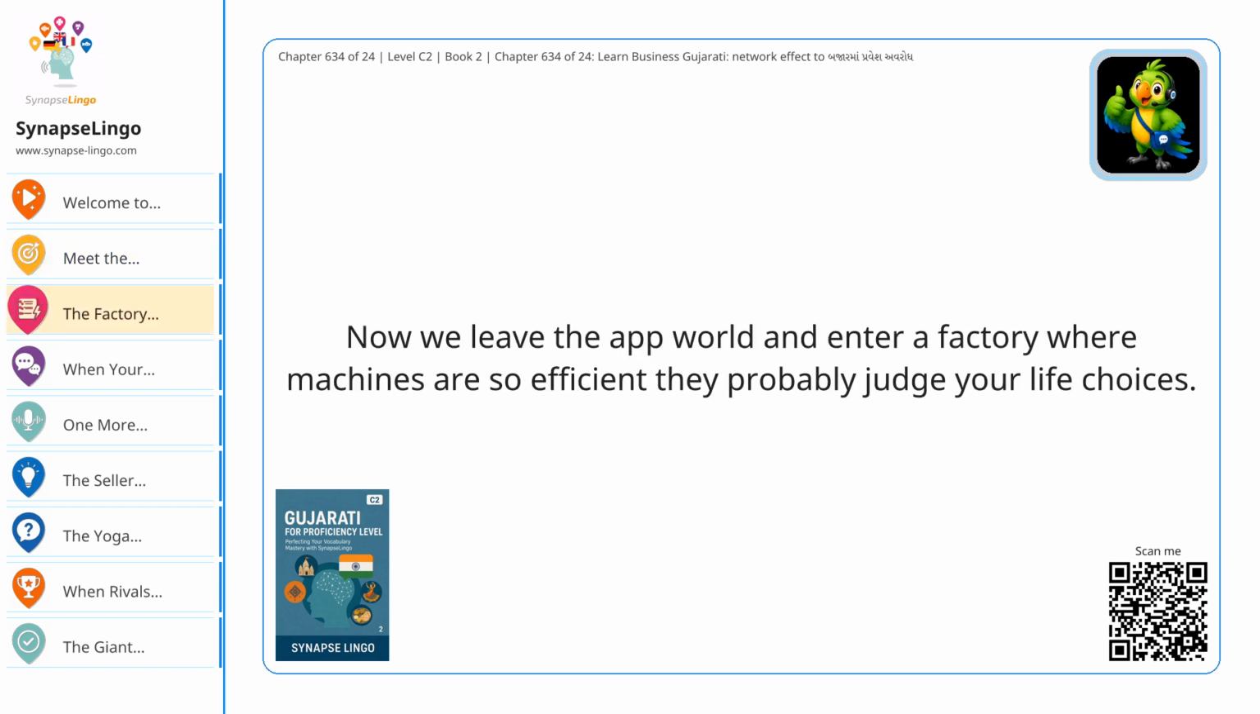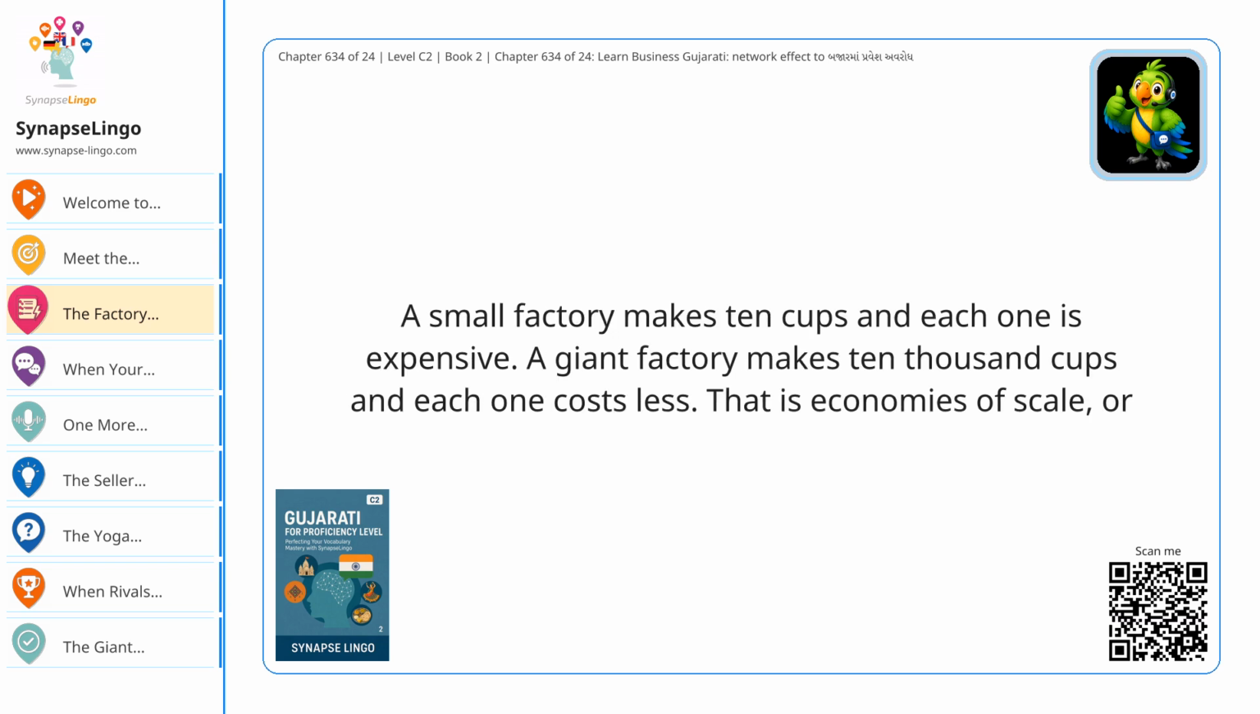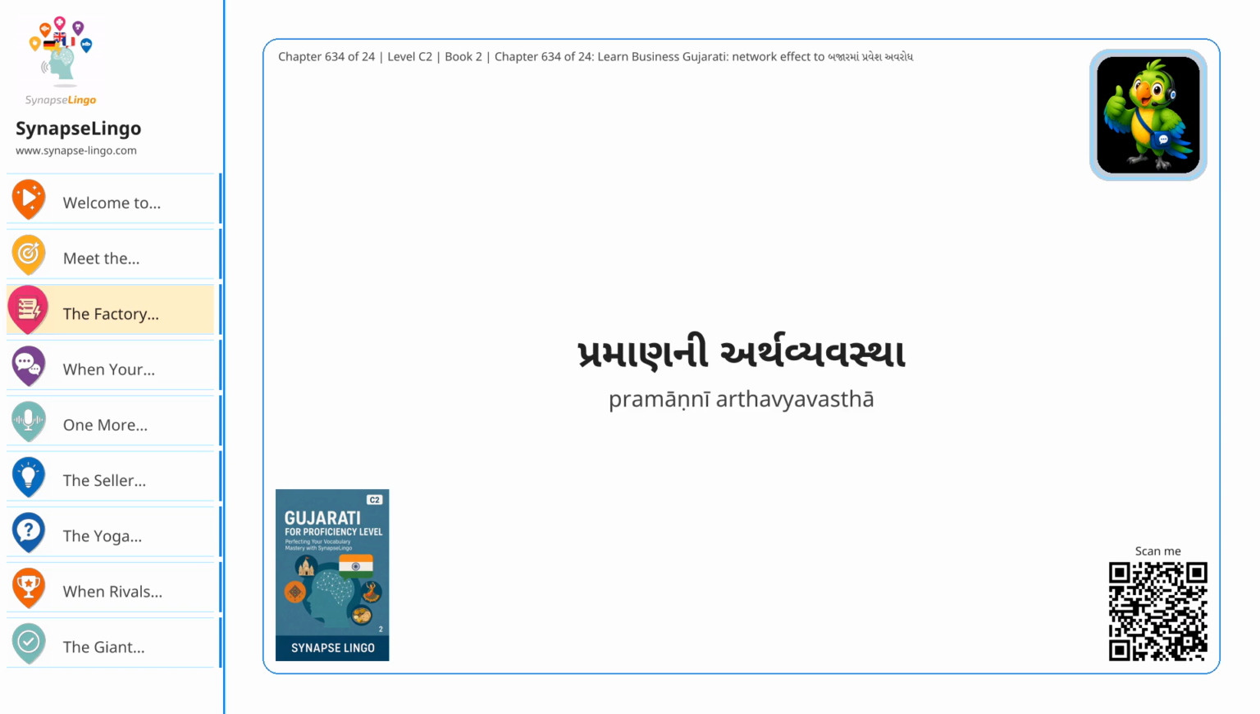Now we leave the app world and enter a factory where machines are so efficient they probably judge your life choices. A small factory makes 10 cups and each one is expensive. A giant factory makes 10,000 cups and each one costs less. That is economies of scale or પ્રમાણની અર્થવ્યવસ્થા. Repeat it. પ્રમાણની અર્થવ્યવસ્થા.